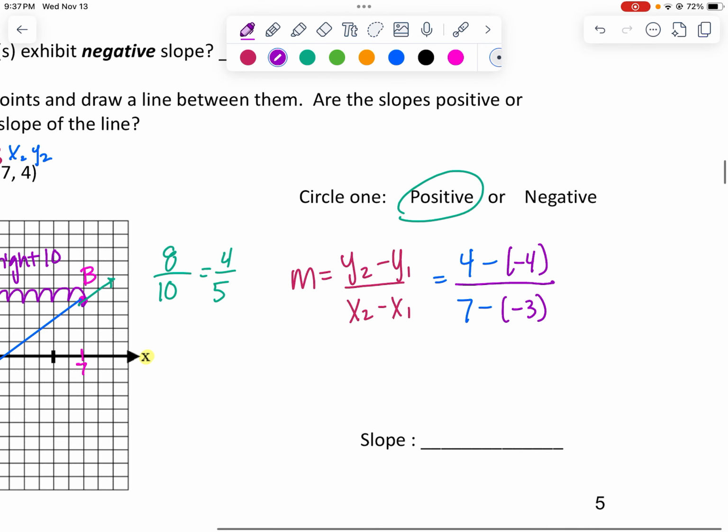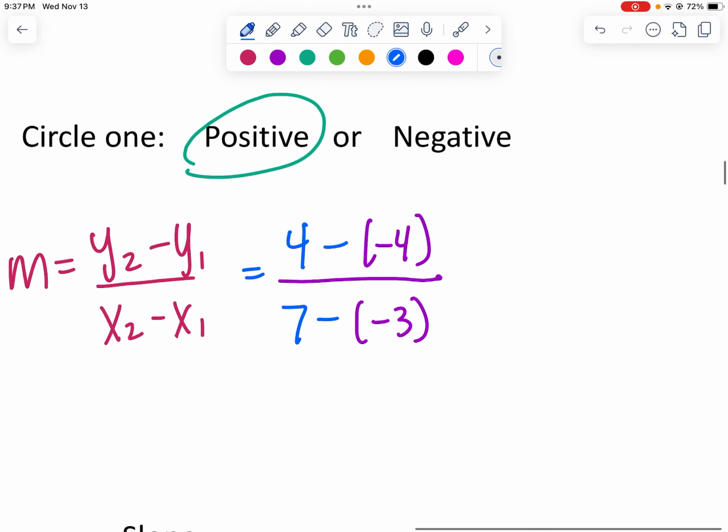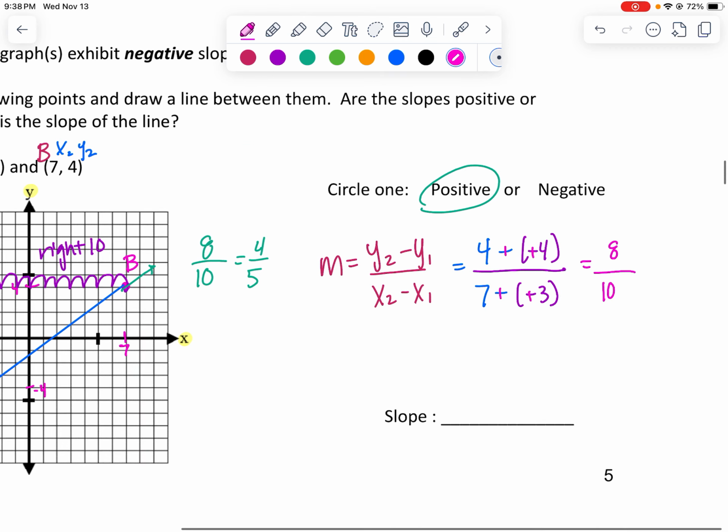Okay, so if I were to zoom in over here and keep going, 4 minus a -4, I have two negatives together, so they equal a positive. So this becomes an 8. Same exact thing, 7 minus a -3. This becomes positive, so I get 8 over 10. And we just did that over here. 8 over 10 reduces to a fraction of 4 over 5.